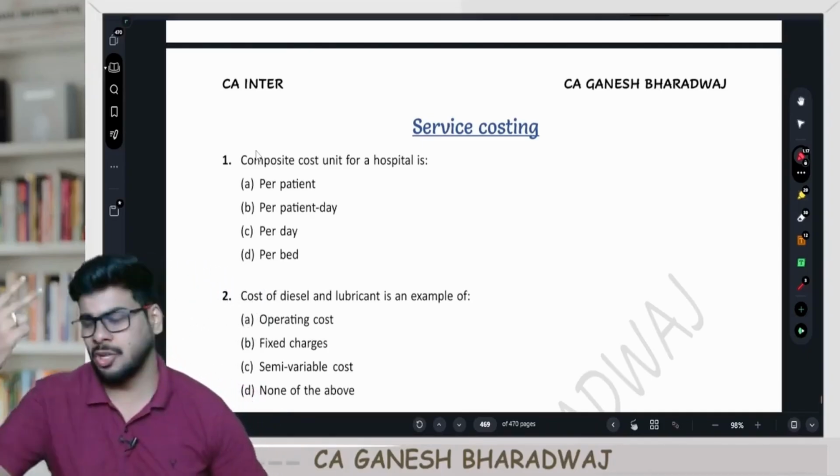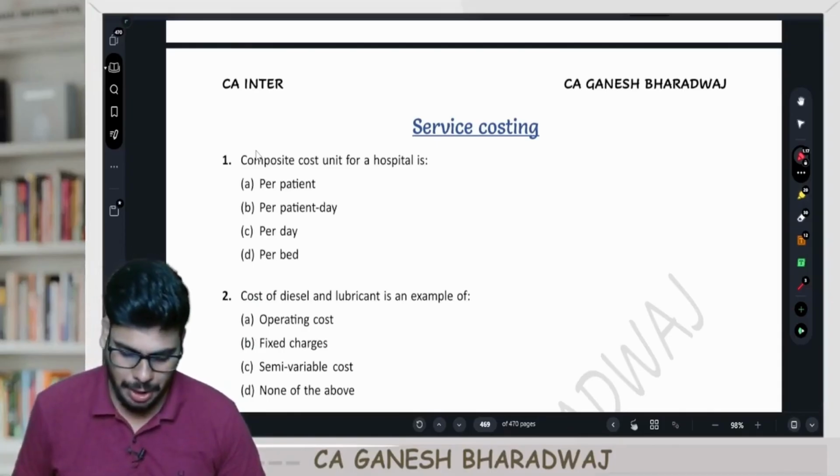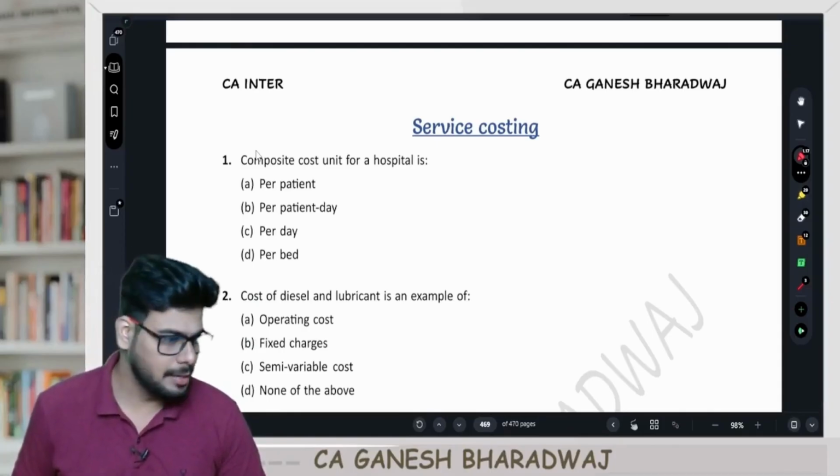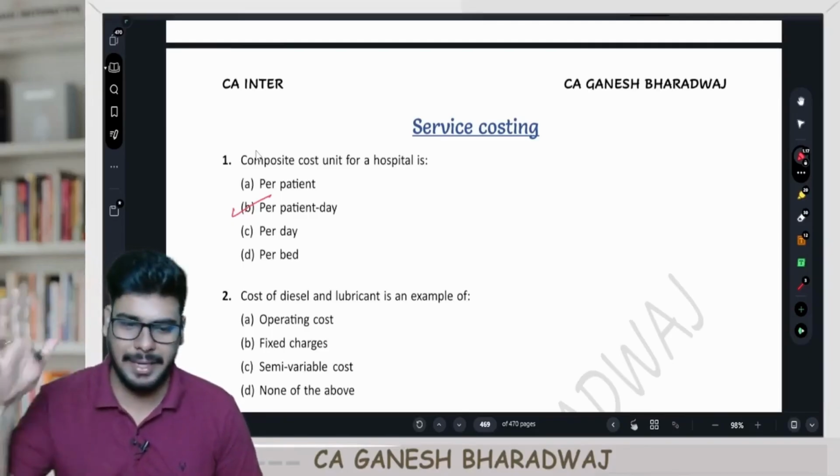First, guys, come on, quickly you need to answer. The composite cost unit for a hospital is what? ABCD. Obviously, per patient day, or sometimes you can even call it per bed day.